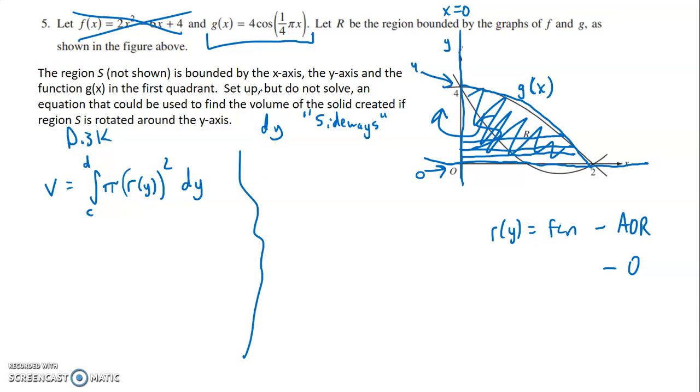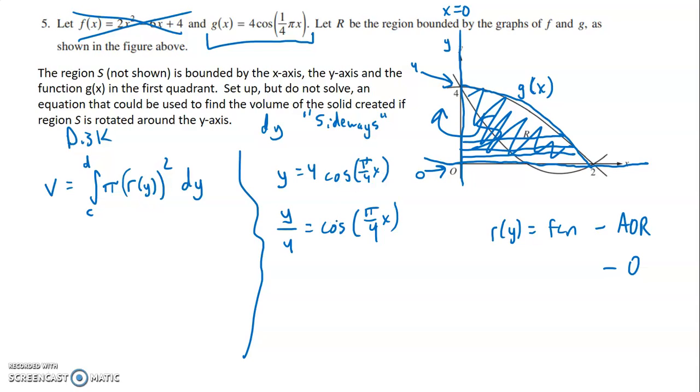So the main thing that I need to do is switch this equation. Right now it's y equals 4 cosine of pi over 4x. And I need to get it in terms of y because we're doing a dy problem. So I need my radius to be in terms of y. So I'll divide by 4. Y over 4 equals cosine of pi over 4x.